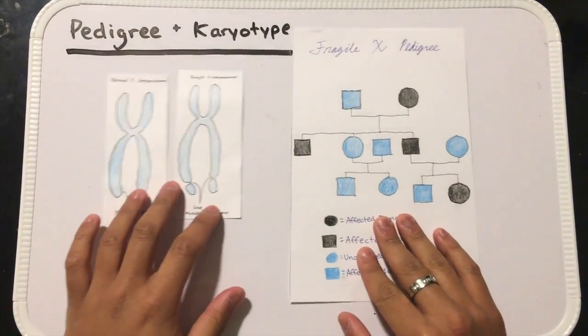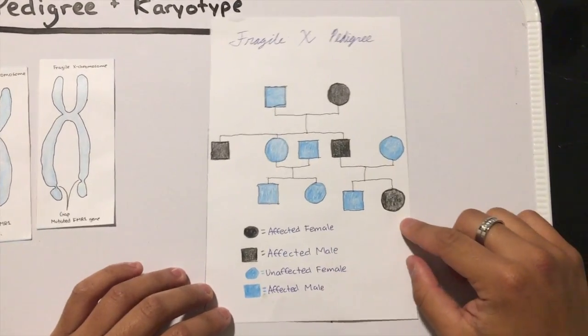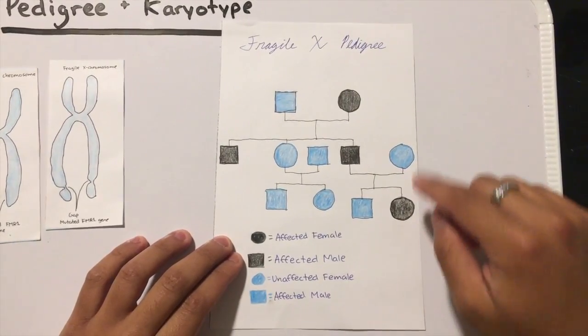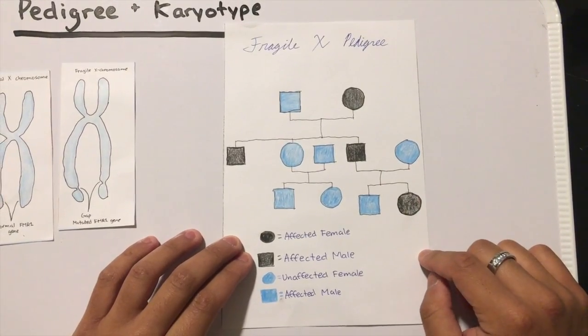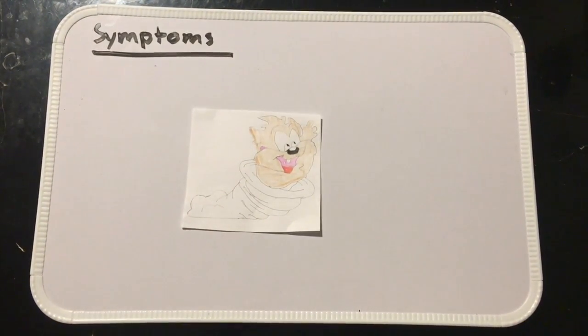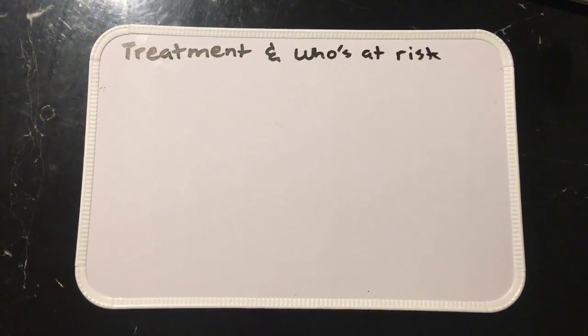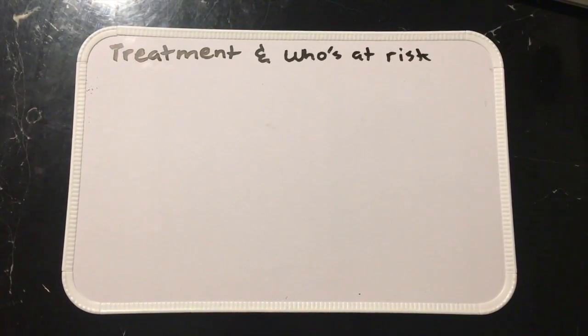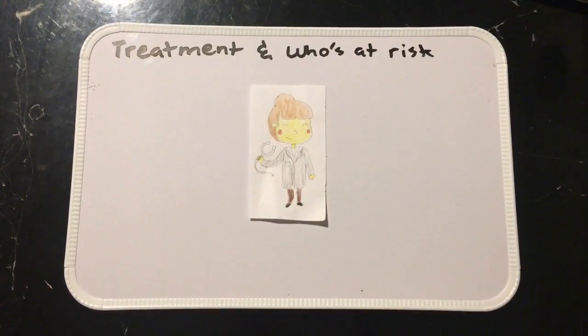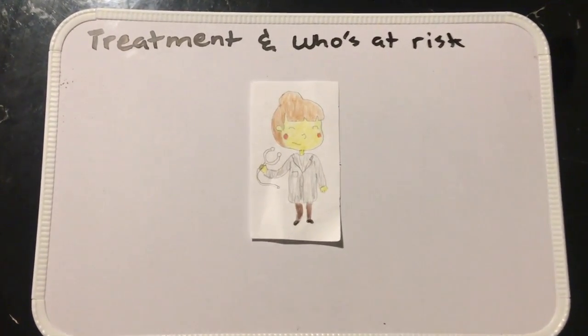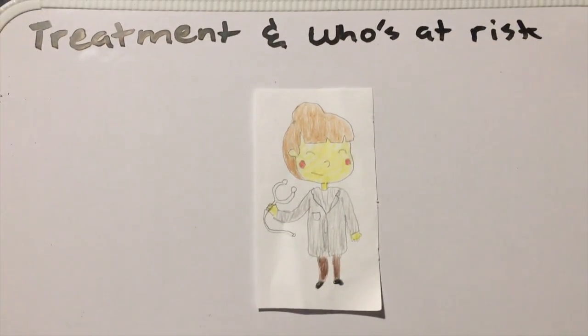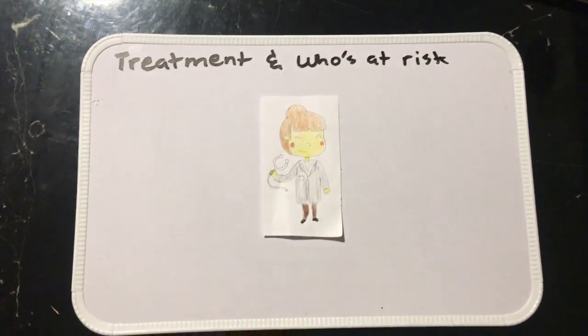Here is the pedigree of Fragile X syndrome. As you can see, the black symbols represent those that are affected and those that are blue are unaffected. Symptoms of Fragile X syndrome include intellectual disabilities, attention deficit, hyperactivity, anxiety, unstable mood, autistic behaviors, sensory integration problems, speech delay, and seizures. Treatments for Fragile X syndrome include behavior therapy, sedatives, muscle relaxants, antipsychotics, cognition-enhancing medications, and specialists. Such specialists include pediatricians, medical geneticists, speech therapists, occupational therapists, clinical psychologists, physical therapists, and neurologists.